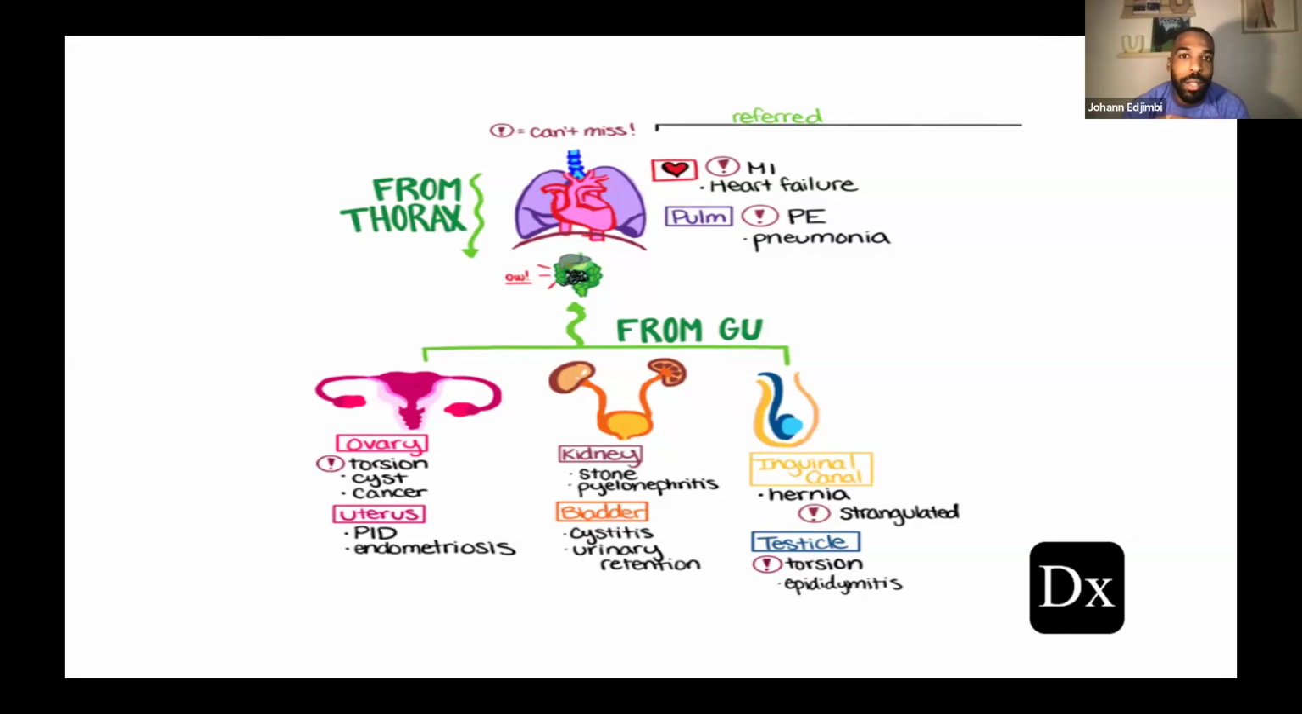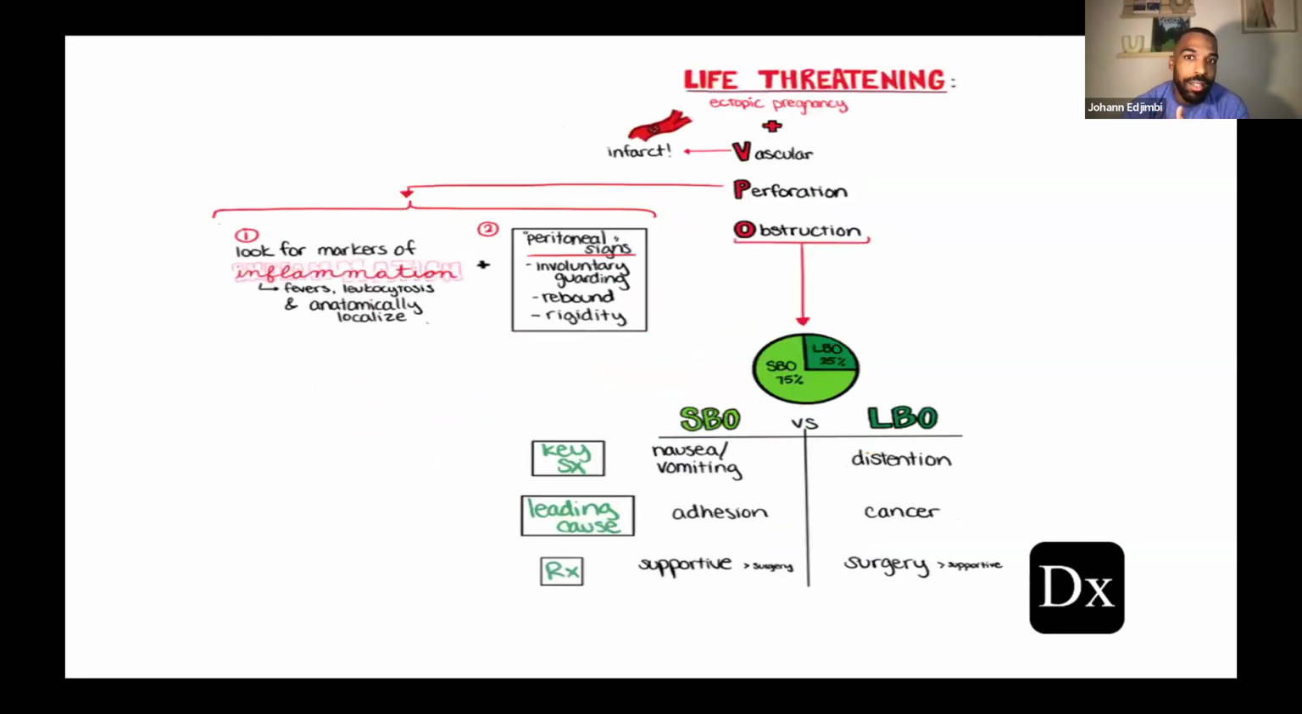The second point will be the VPO and the can't miss life-threatening causes of abdominal pain that are intra-abdominal. First, vascular, think about an infarct. Then perforation, and especially in a patient with a history of PUD, you really have to think about perforation. What are the signs of perforation? You look at the markers of inflammation, right? Fever, leukocytosis, and also look at peritoneal signs: involuntary guarding, rebound, rigidity. For obstruction, you just have to know that SBO is way more common than LBO, and SBO presents with nausea and vomiting really quickly, and it's generally due to adhesion. So think about a recent surgery or anything that can cause an adhesion.